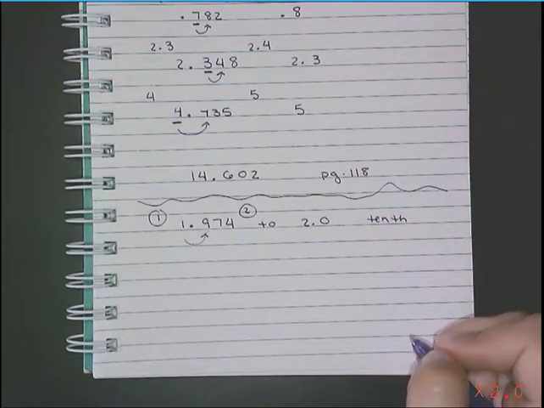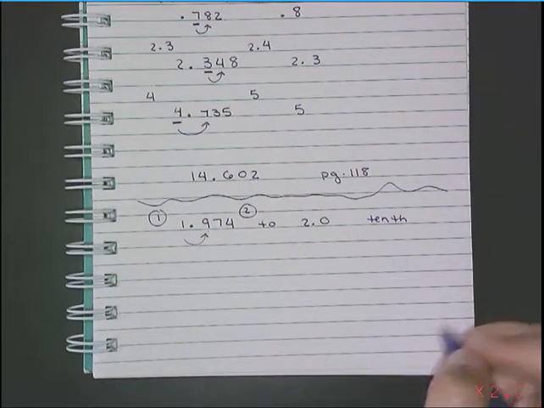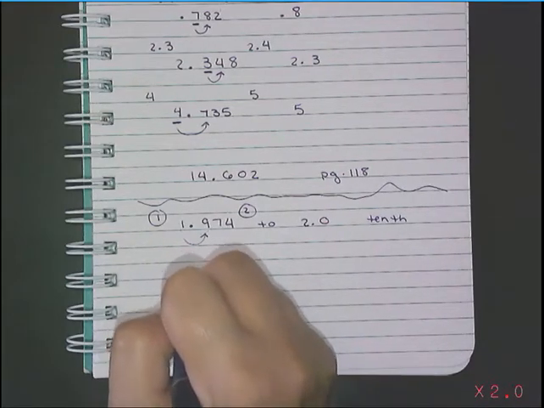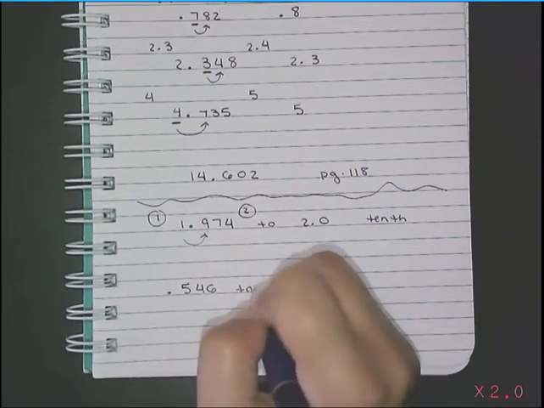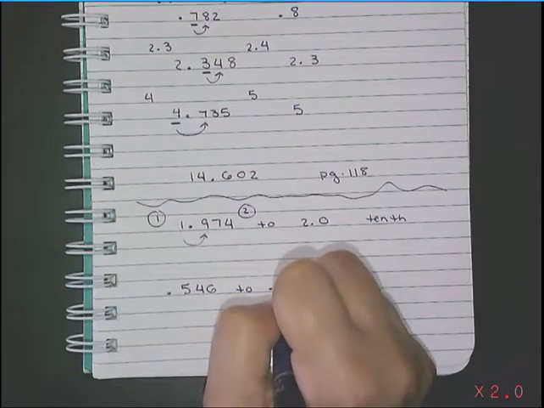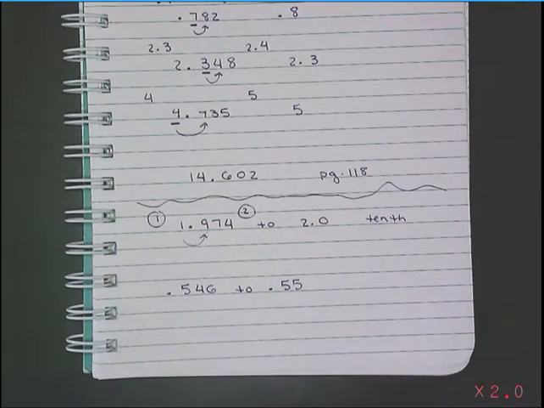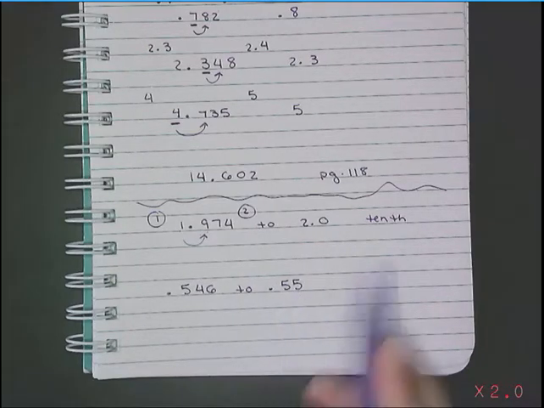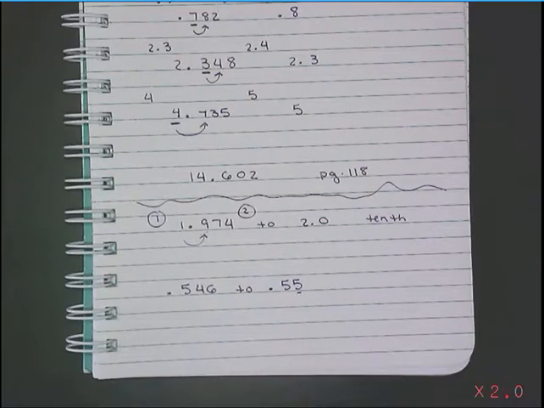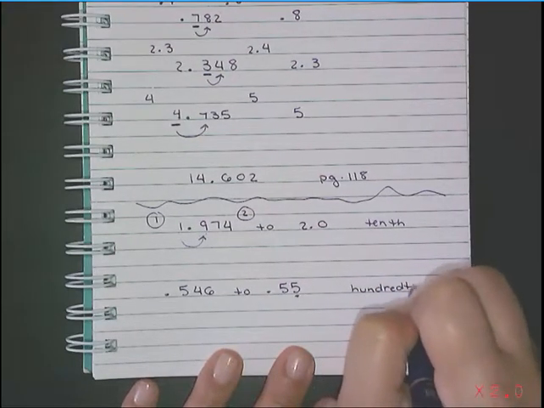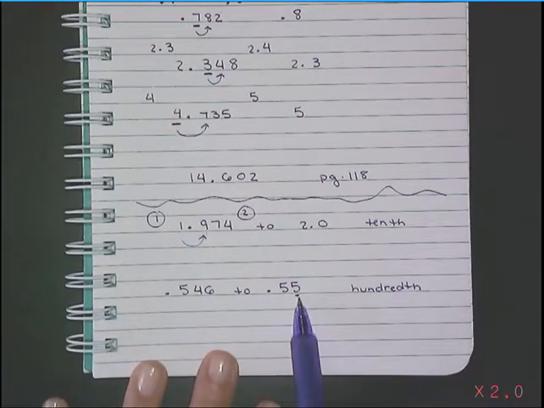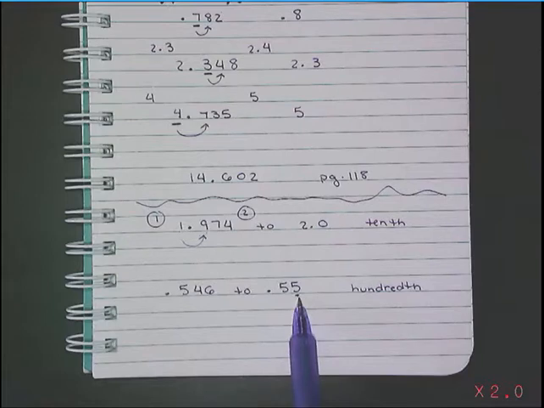Let's take a look at another one. If we have 0.546 as our original number, and it got rounded to 0.55, you're going to look at the last place value you have, which here is a hundredth. That means this number got rounded to the nearest hundredth. So you're just going to the right to the farthest place value that is written down.